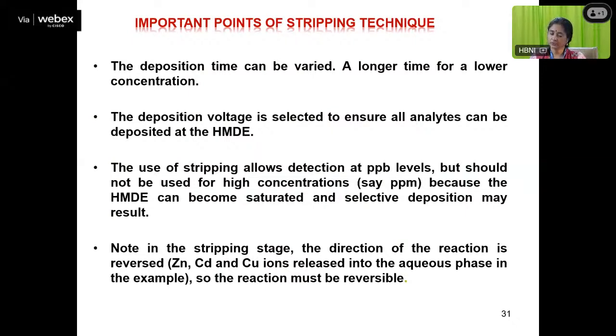To follow this analytical method, the metal ion you are analyzing should be reversible. When you are applying minus 1.2 volt, all these metal ions deposit on the mercury drop. Once you reverse the potential for stripping back, they should come back into the solution. It should not be that they have formed a permanent amalgam with mercury and, while stripping back, are not coming out of it. For those types of systems, it will not work. So the reaction must be a reversible one.